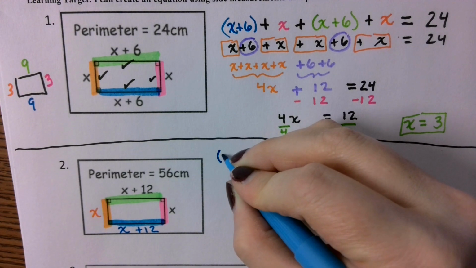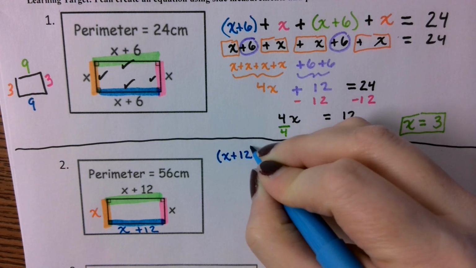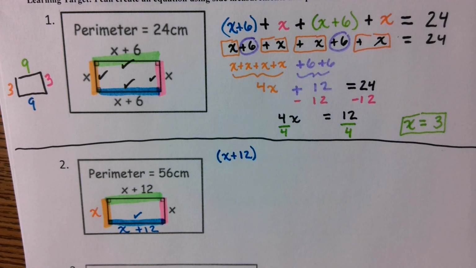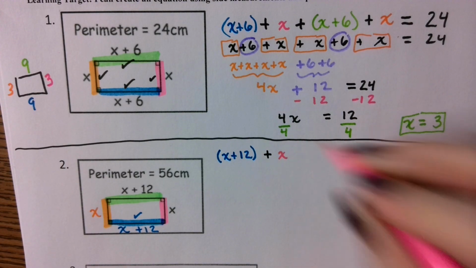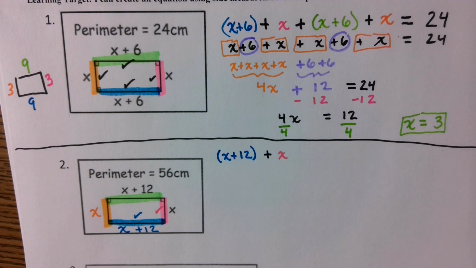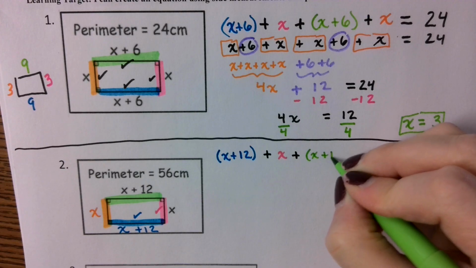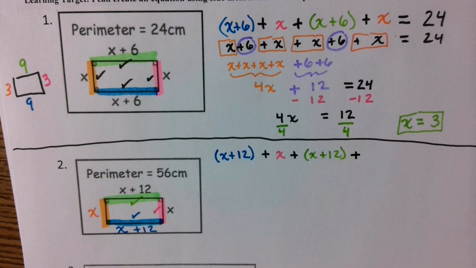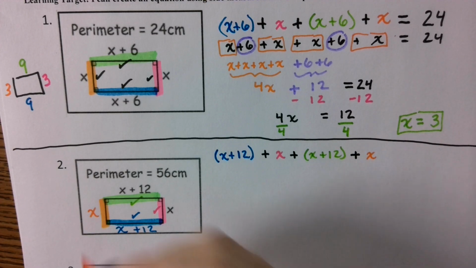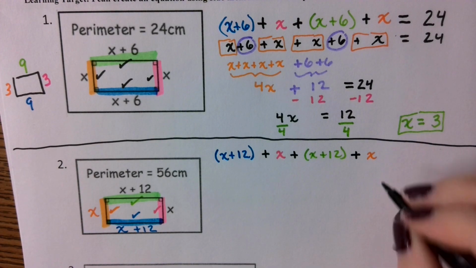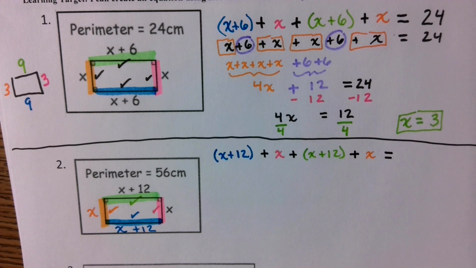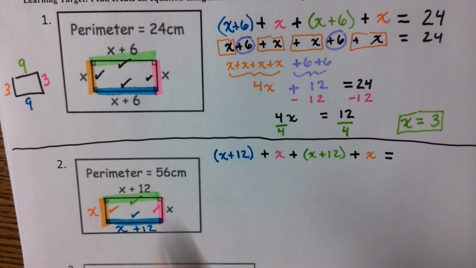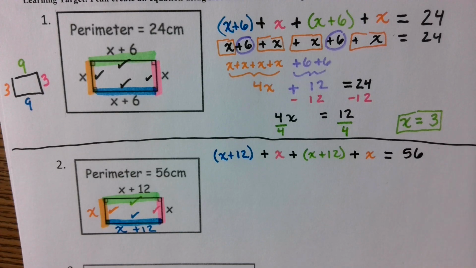I have my first side, my blue side, x plus 12. I'm going to cross that one off or check mark that off. And I'm going to add it with the pink side, which was x. So I can check mark that one off. And then I'm going to add it with the green side, which was x plus 12. I can check mark that one off. And then we'll add with our orange side, which was x. I can check mark that one off. And what is it going to all be set equal to? 56, right? It says perimeter is 56. So we're going to set it equal to 56.